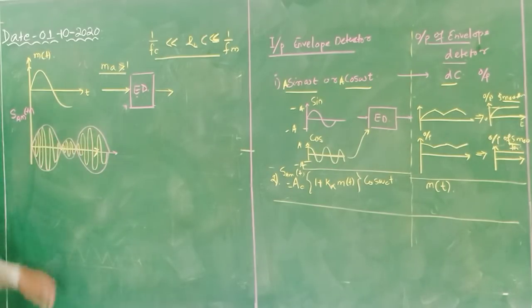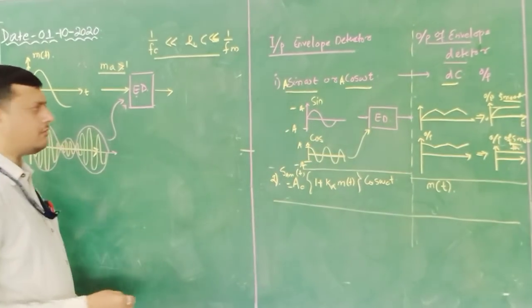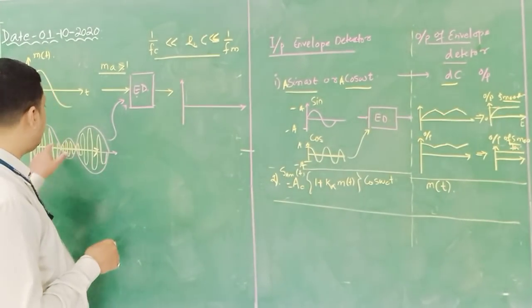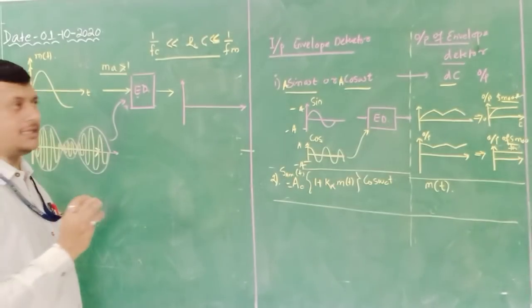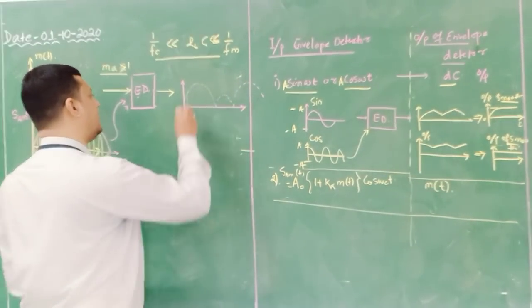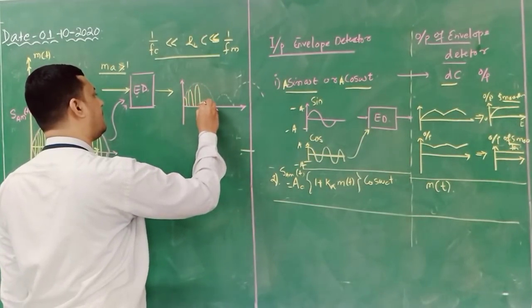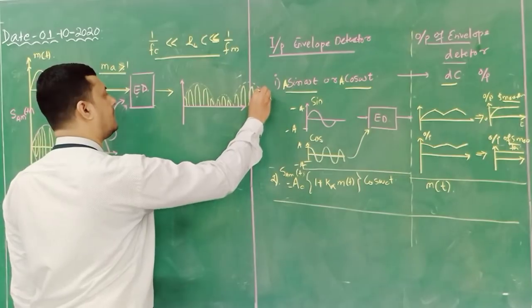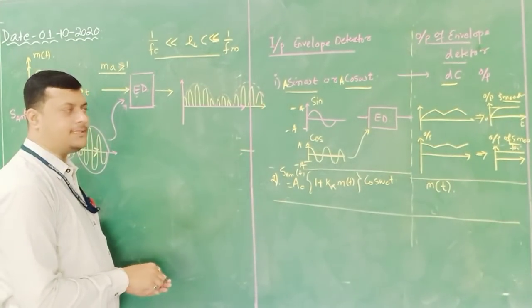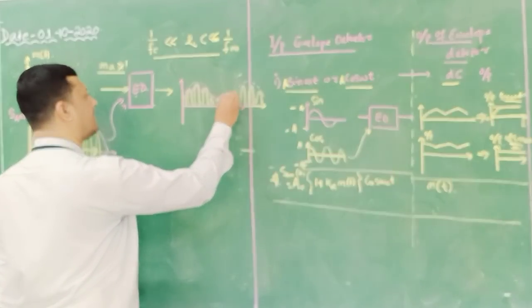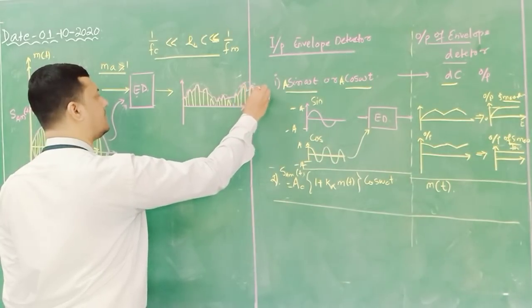Okay. Now if this envelope distorted wave, the over modulated signal, is provided to the envelope detector, what will happen? Due to the presence of the diode, it will only identify the positive half, like this. So here my positive half carriers are available, and due to the presence of the capacitor, it will charge, discharge, charge, discharge, charge, discharge.